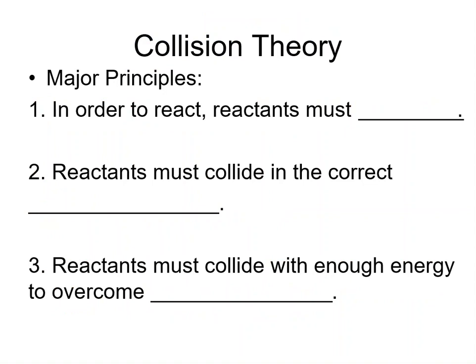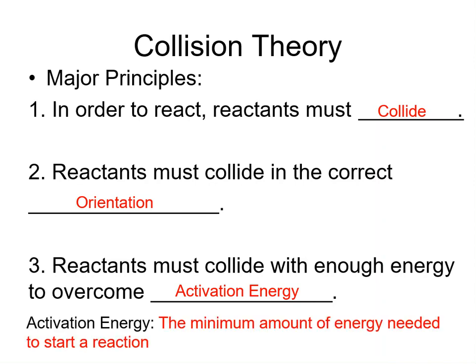Collision theory has 3 main principles. 1, in order to react, reactant particles must collide with one another. They have to come in contact with one another. Now, they have to collide facing the correct way, or in the correct orientation. And they have to collide with enough energy to overcome activation energy. And we're going to go ahead and define these things in the next slide.